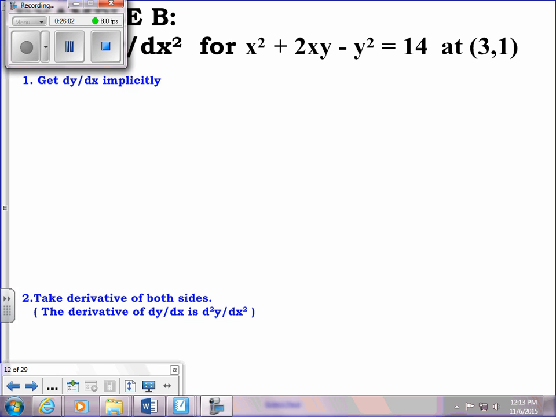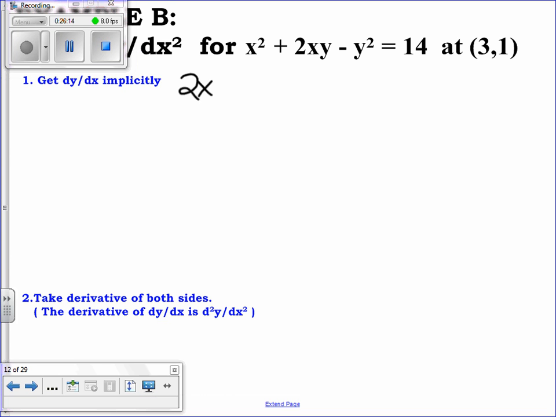Yes, so we got to take the derivative of both sides. So derivative of the x squared, that's no problem. It's a sum and difference of terms, you do each one separately. So we got 2x. Okay, what are we going to use to find the derivative of 2xy?